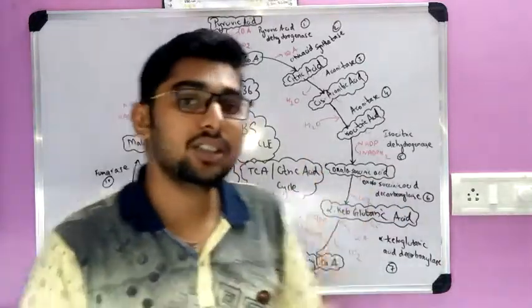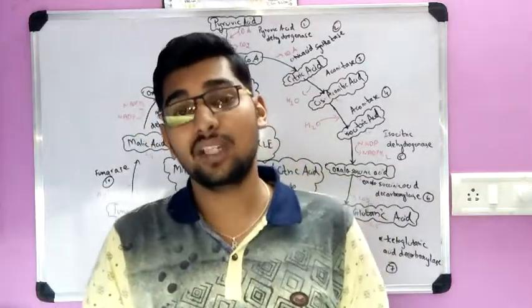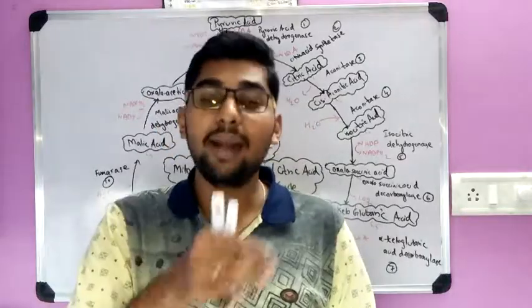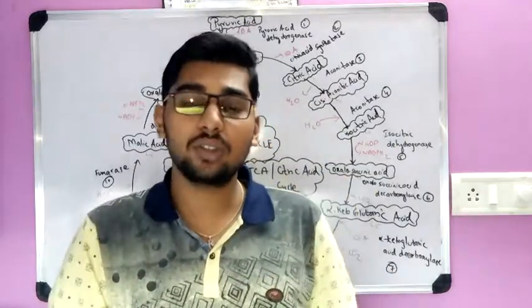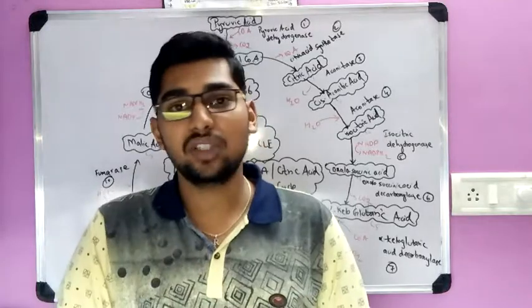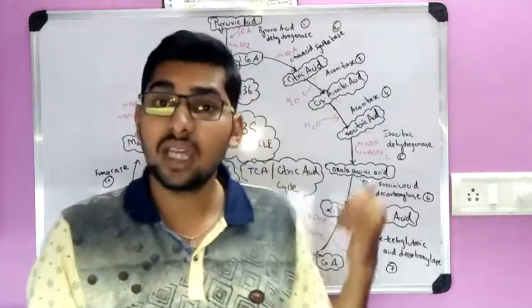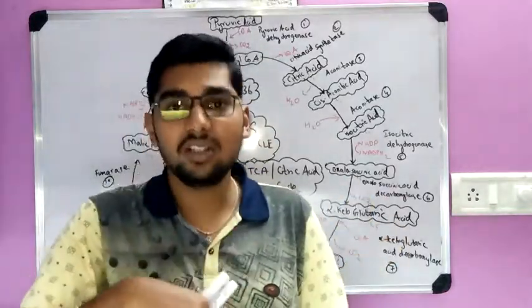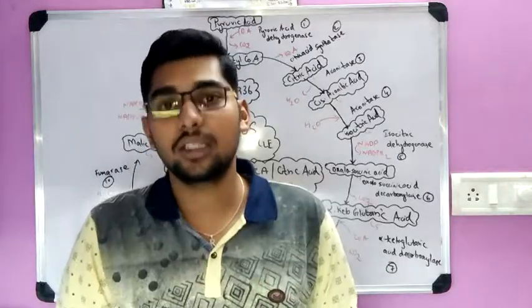As I told you, this is also called mitochondrial respiration, because it occurs in mitochondria, whereas glycolysis was called cytoplasmic respiration because it occurred in the cytoplasm. This occurs in the mitochondrial matrix, and it is called mitochondrial respiration.